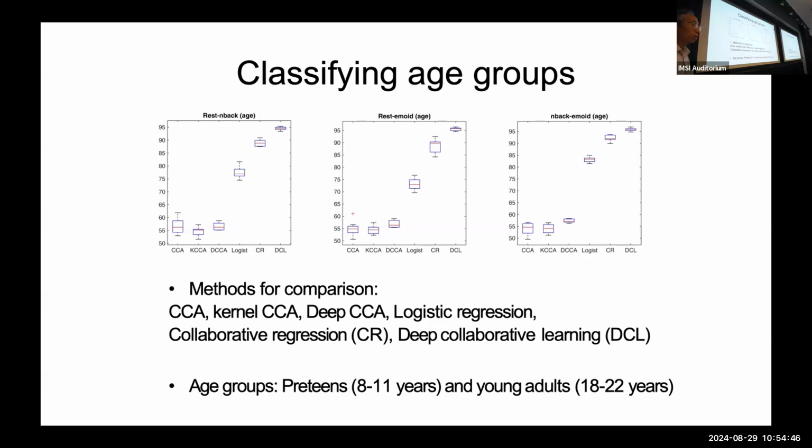So here is the result. We use this model to make a prediction about two groups: one is a pre-teenager group from age 8 to 11, and the other is young adults. Using deep collaborative learning and the combination of two modalities, we can get the best accuracy in predicting the age groups, at 95%. And you can see this model does better than CCA, kernel CCA, and other regression models.